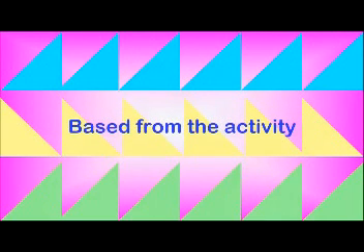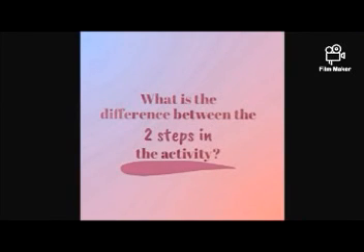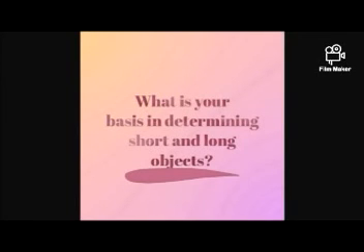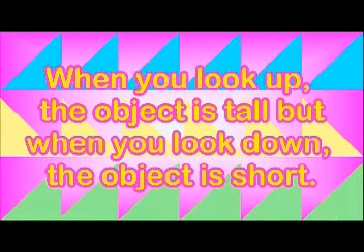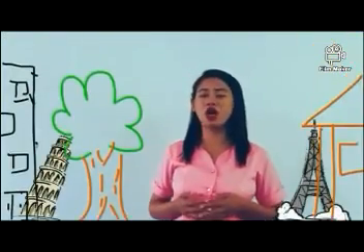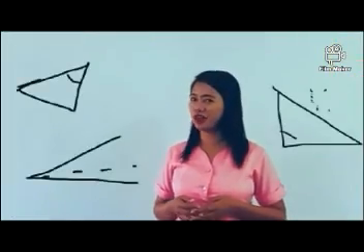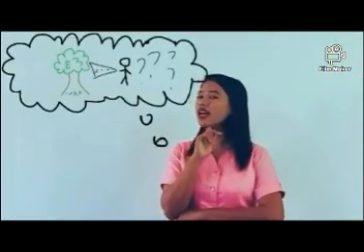Based on the activity, what is the difference between the two steps in the activity? What is your basis in determining short and long objects? When you look up, the object is tall. But when you look down, the object is short. When you look up to a tall object, is there an angle formed? How about when you look down?